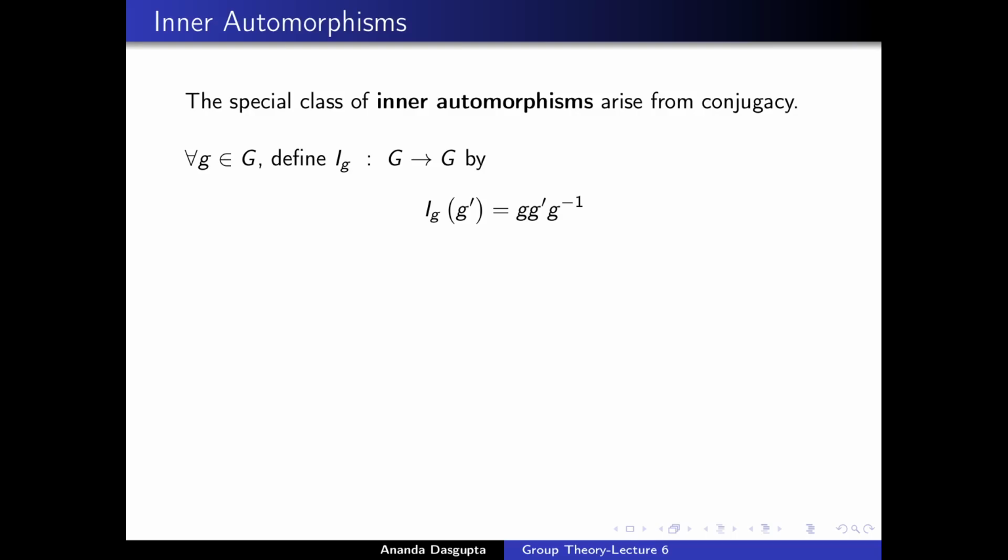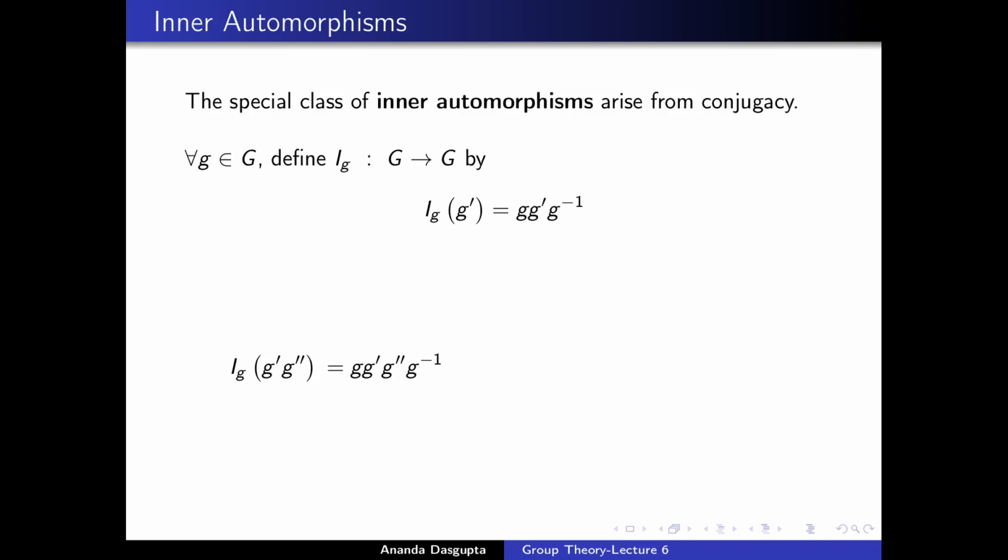Now, the name really is justified, but to see this, we have to check that I_g is actually an automorphism. Well, to check whether it is group structure preserving, all you have to do is apply I_g onto the product of two elements g' g'', where g' and g'' are any two elements from our group G. So by definition, what I_g does to this is that it pre-multiplies, or multiplies on the left, g' g'' by g, and on the right it multiplies by g inverse.